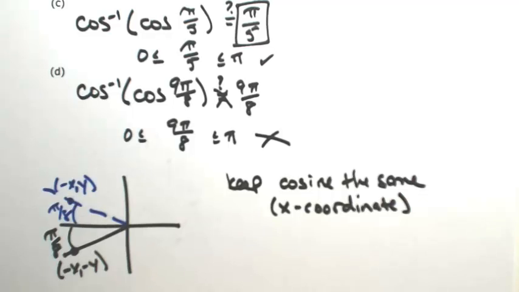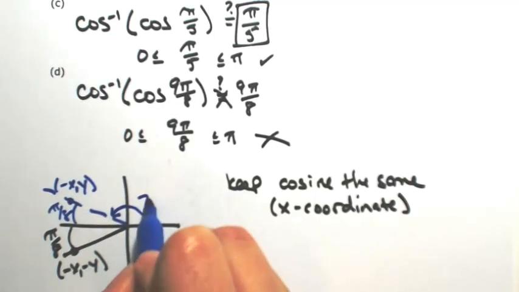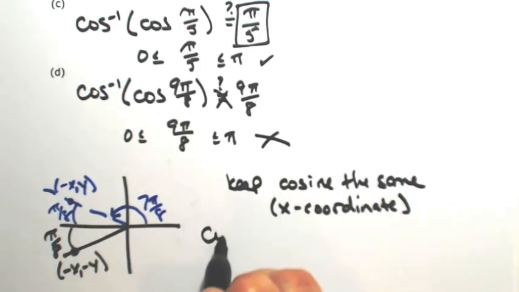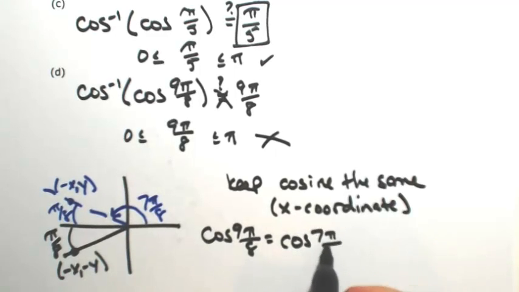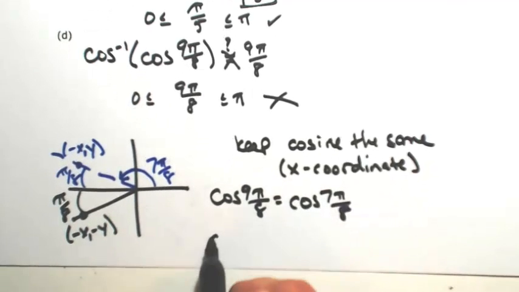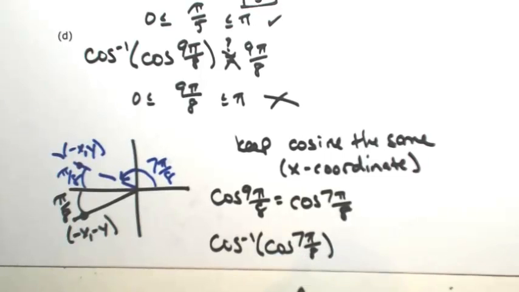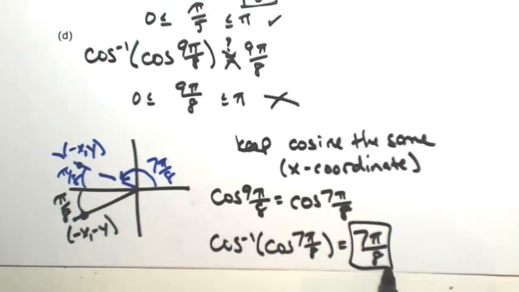But reading the angle from standard position, however, if that's 1 pi over 8, then we're left with 7 pi over 8. So hopefully you can see that the cosine of 9 pi over 8 is the exact same thing as cosine of 7 pi over 8. The x-coordinates are the same. So doing a little substitution here, I would have the inverse cosine. Instead of cosine of 9 pi over 8, I'm going to write cosine of 7 pi over 8, which is in the restriction between 0 and pi. So these undo each other, giving me my answer.